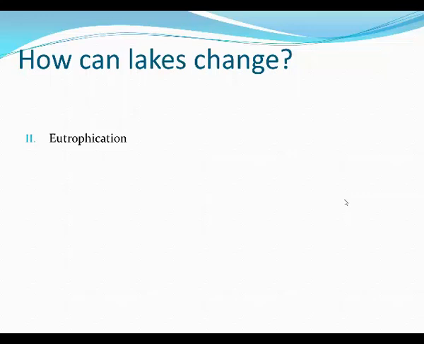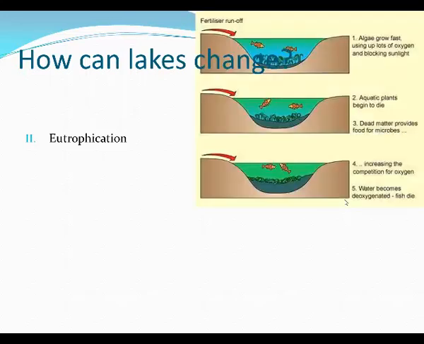The other process is called eutrophication. Eutrophication does require a series of steps. The first one is algae grows fast, using up a lot of the oxygen, and it also blocks out sunlight. You've probably seen this before, where an algae mat is at the surface. That algae mat is hard to see through. You don't see much of the water underneath or whatever else may be found underneath. If you can't see down there, sunlight is probably not penetrating.